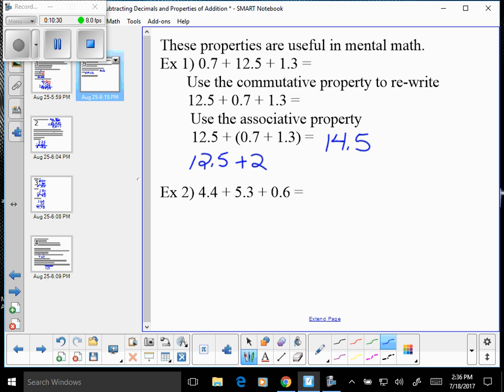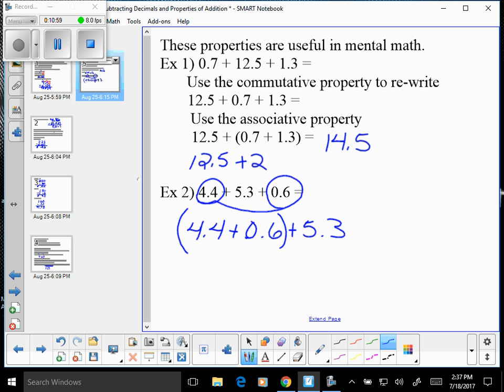Let's look at our last example here in this particular lesson. If you notice, this 4.4 and this 0.6 is going to give me a 5. So I'm going to rewrite the problem to put that 0.6 closer to the 4.4. And then I'm going to mentally or physically put in parentheses to tell me, hey, I'm going to add that first. And what I'm going to get here is 5. Now I have 5 plus 5.3, and it's pretty easy to see that that's going to be 10.3.